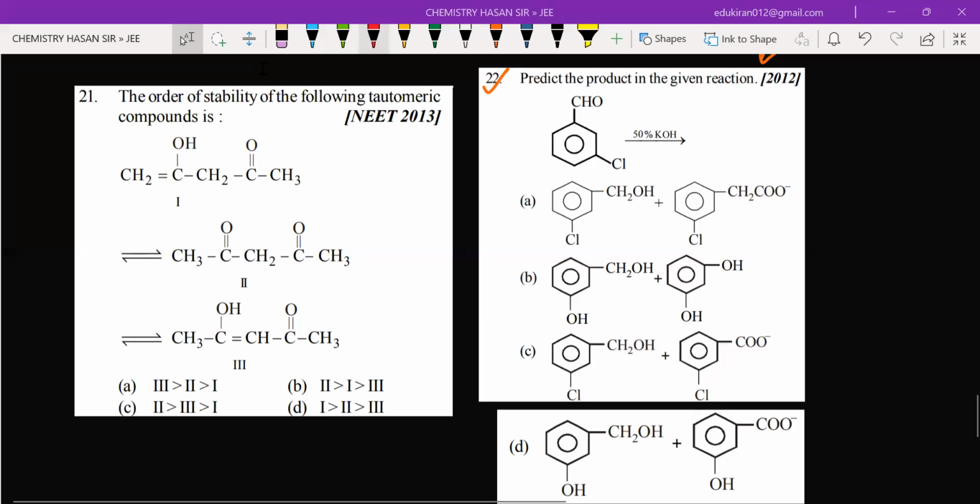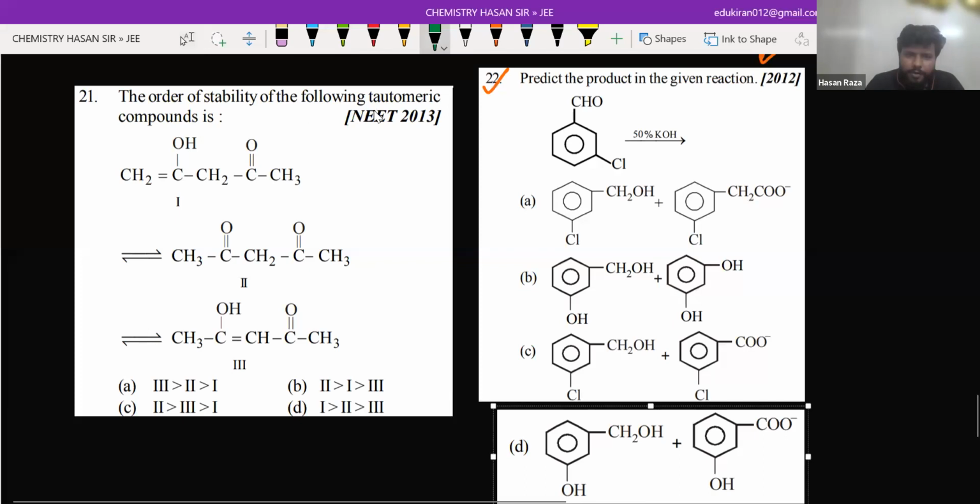Shahid, will you be able to do it? See, very simple it is. The order of stability of the following tautomeric compounds. As you can see, the double bond is in between. There is symmetry. So the third will be the most stable. Then comes your second, and then comes your first. Due to symmetry, this will be the scenario. A will be the most stable.